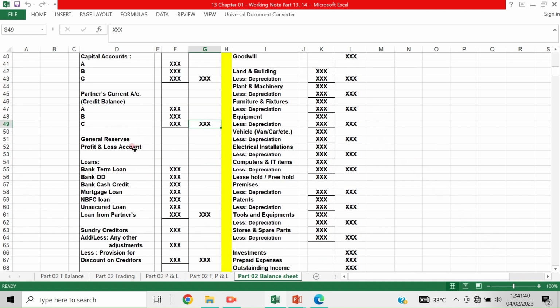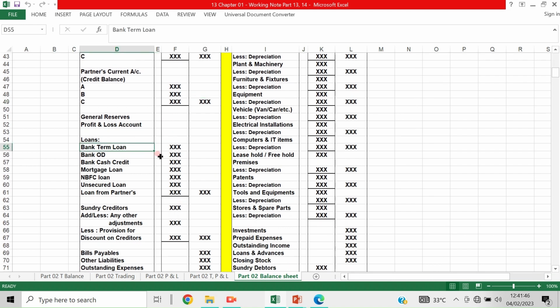So general reserves and profit and loss account, reserves and surplus. This comes under reserves and surplus. Then loans. This is just a format only. Depending upon the nature of the organization, the nature of the business, the structure, the account heads will change. This will be very short. Make it short. We can make it in a single page, one page.